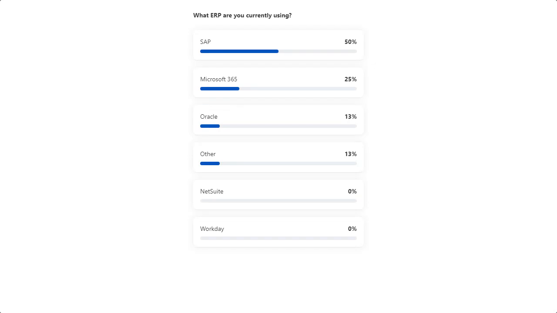Interesting. Okay, so it looks like most of the attendees today are using SAP, second place with Microsoft, and then some Oracle and some other. Excellent. Okay. Thanks everyone for answering that. So let's do one more poll here, and then we're gonna roll it back over to the panelists for our last discussion question.